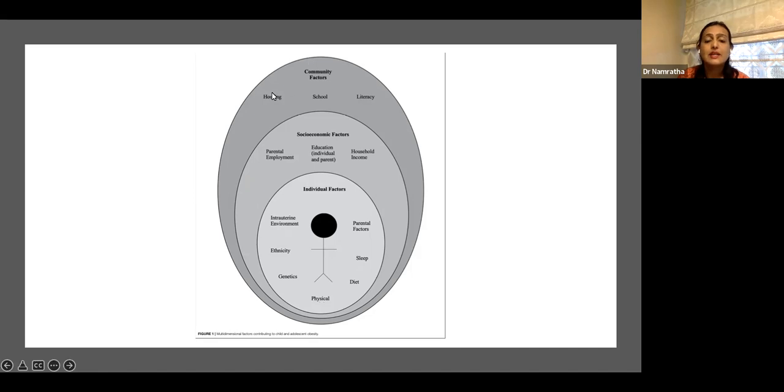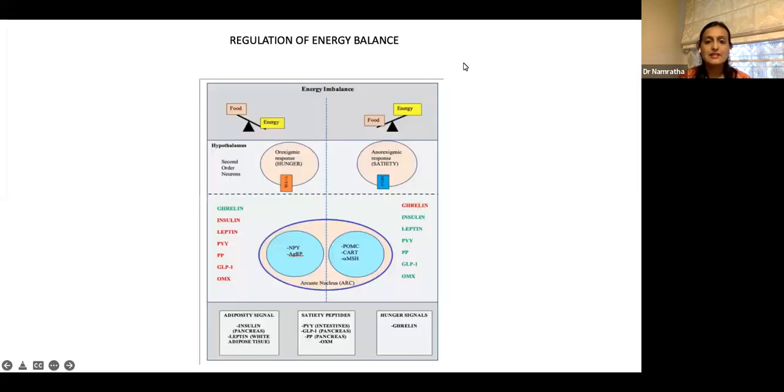And as a community, the type of housing that they live in, the type of schools that they go to, the literacy, the kind of access they have to play and to food, they all influence in some way or other and give rise to obesity. So whatever is the factor involved, ultimately the effector pathway is the pathways involved in the energy balance.